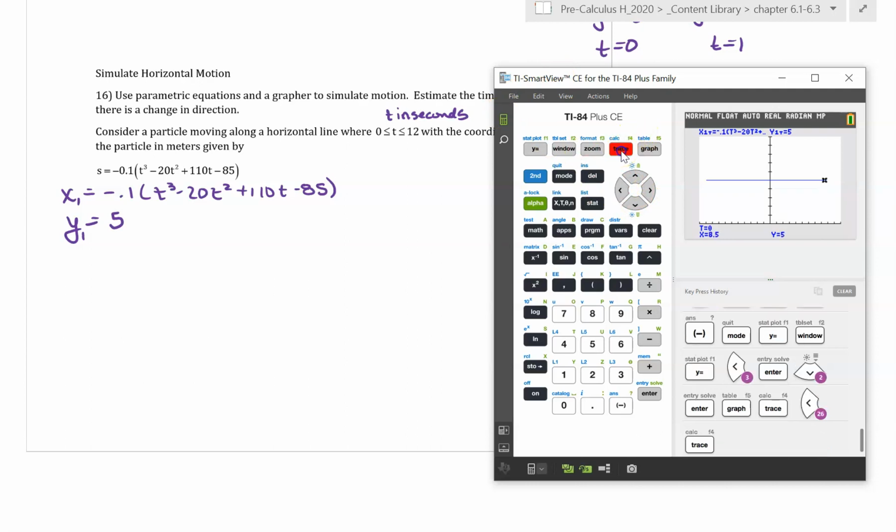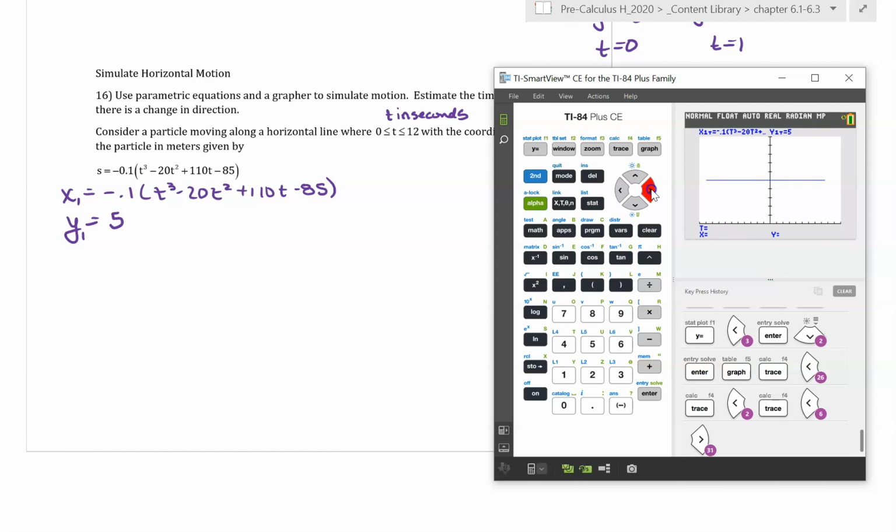Okay, not working. Hold on. Trace. Oh, I'm going the wrong way. Sorry. Okay, so I have to go right because I want my t to go from 0 to 12. So there's t as 0.35, 0.45, etc. Okay, so notice it's still moving to the left.